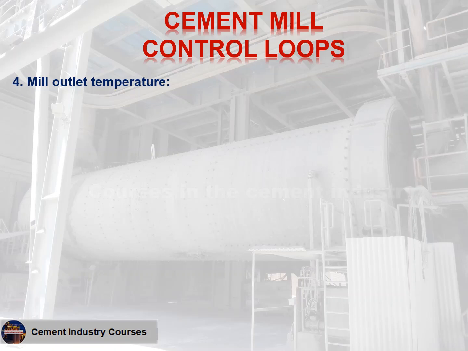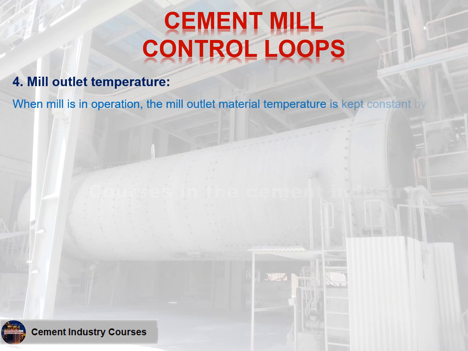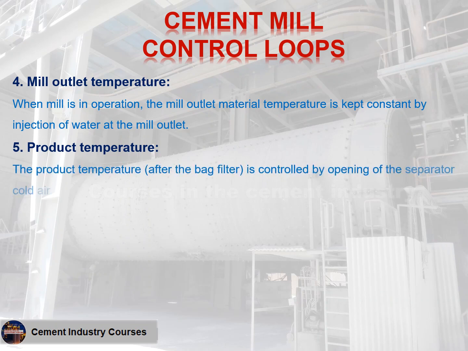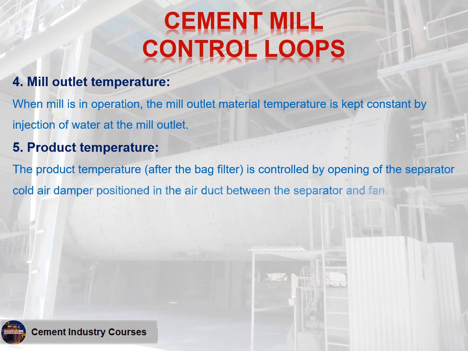4. Mill outlet temperature. When the mill is in operation, the mill outlet material temperature is kept constant by injection of water at the mill outlet. 5. Product temperature. The product temperature, after the bag filter, is controlled by opening of the separator cold air damper positioned in the air duct between the separator and fan.